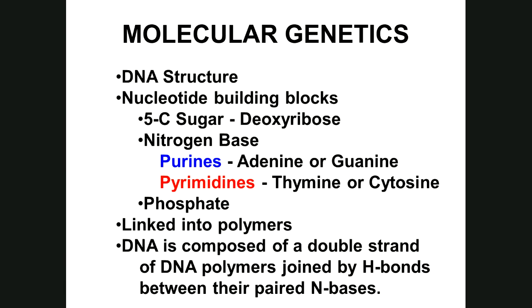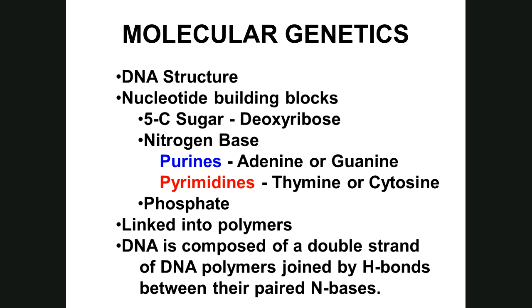Molecular genetics. Okay, DNA structure. So a little bit about DNA. You remember the building blocks of DNA are called nucleotides. So nucleotides are the building blocks, and they have 3 parts: a 5-carbon sugar, which is deoxyribose, a nitrogen base, one of those 4, adenine, guanine, thymine, or cytosine, and a phosphate. Those 3 things make up a nucleotide.